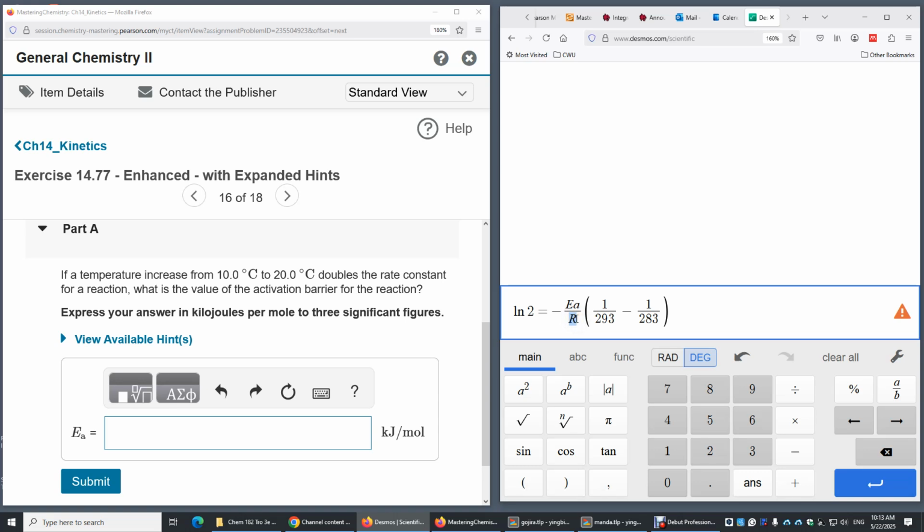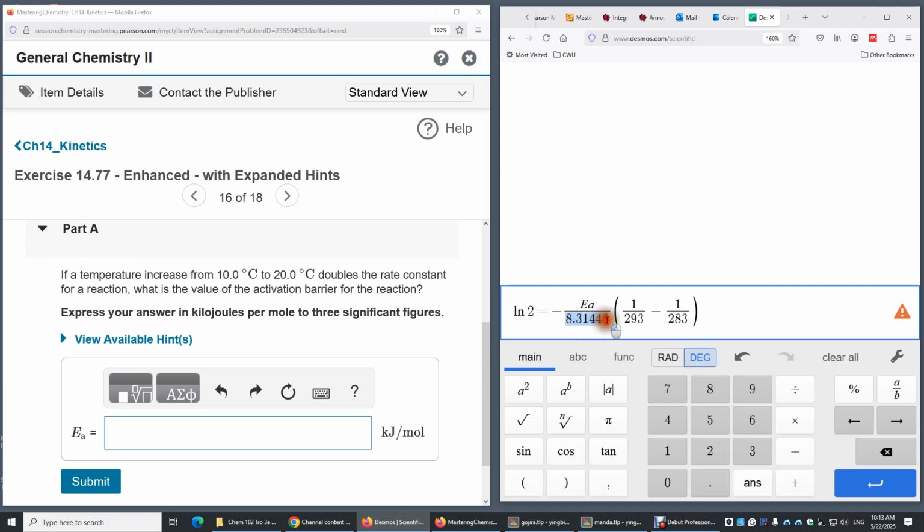R is 8.31446 joule per mole Kelvin, and that's it. This is the equation we use to compute Ea in joule per mole, and this is kilojoule per mole. So in the end, we divide this value by 1,000.